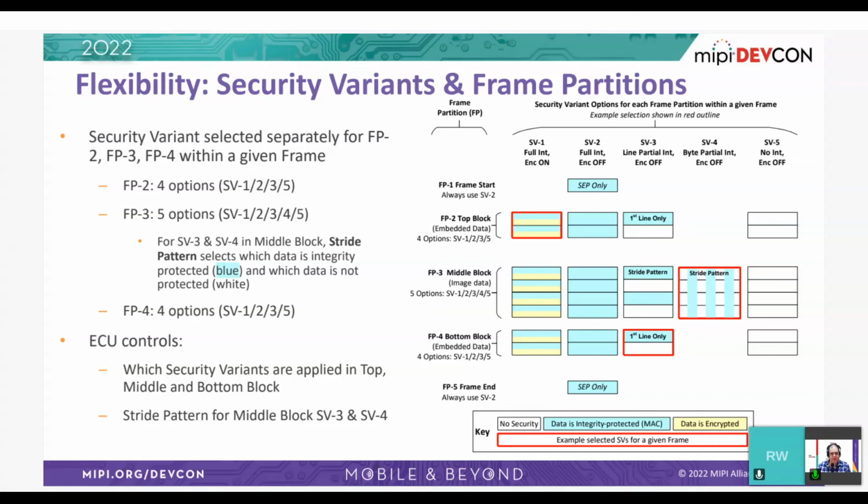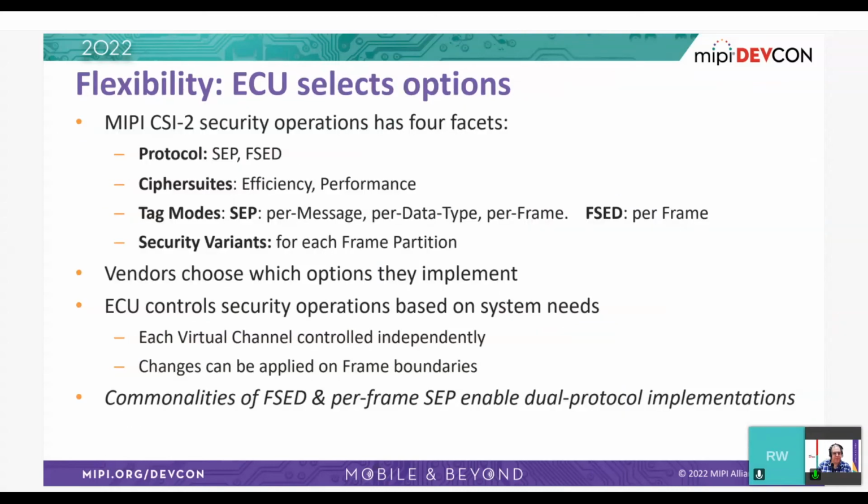We show an example here where we've got the top block encrypted and integrity protected. But then for the middle block, we've got these vertical stripes that we're protecting in the frame. And then for the bottom block, we're just protecting the first line of that bottom block. The main point of this slide is that vendors can get to choose which of these options. We've looked at these options for the last few slides. Vendors can choose what options they want to implement. Integrators can choose which of the supported options they then use in their system. And they can also use the ECU to control those security operations based on system needs in almost real time. It can change everything on a per frame basis if you want.